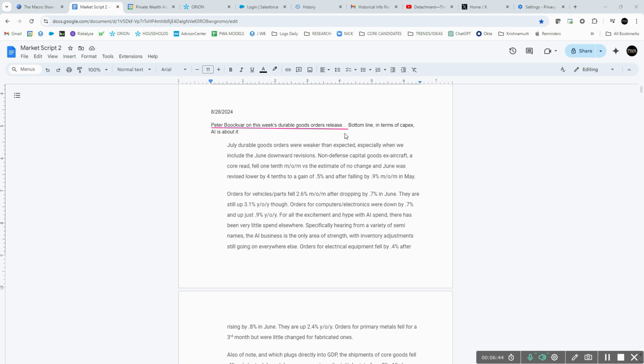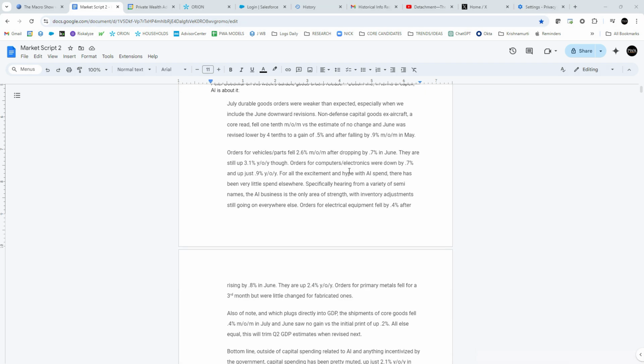So our good friend Peter Bookvar, or I should say our good resource Peter Bookvar, talked about the durable goods release. They were a bit weaker than expected, especially when we include the June downward revisions. But here's my point. In terms of CapEx, just to emphasize what I just said, it's all about AI. That's where the capital expenditures are being applied.